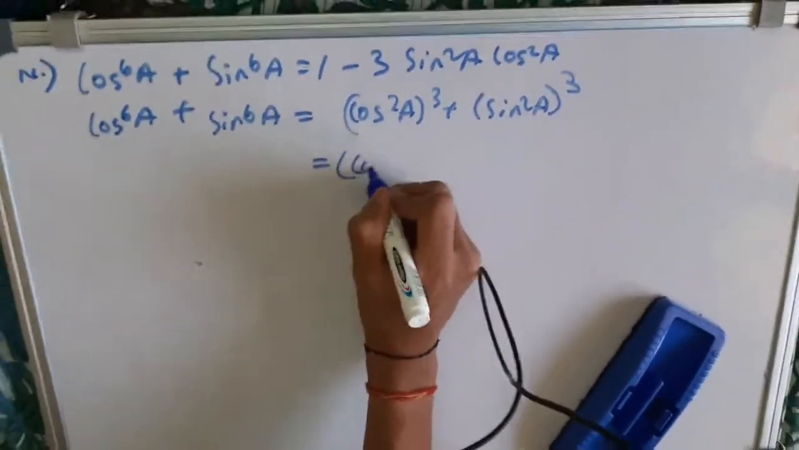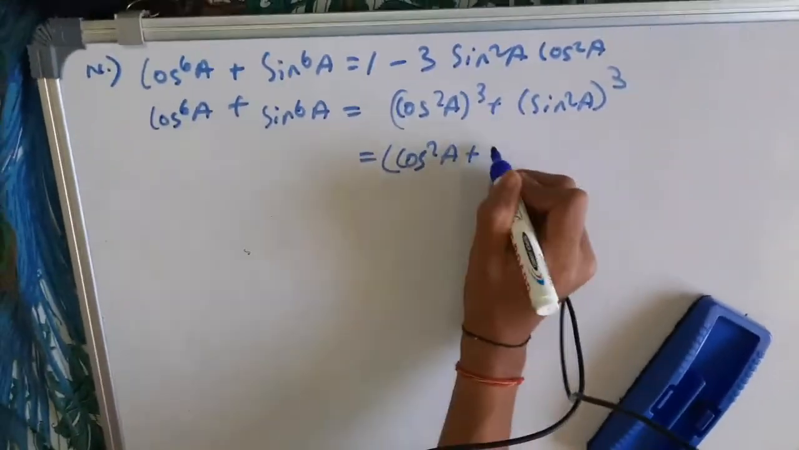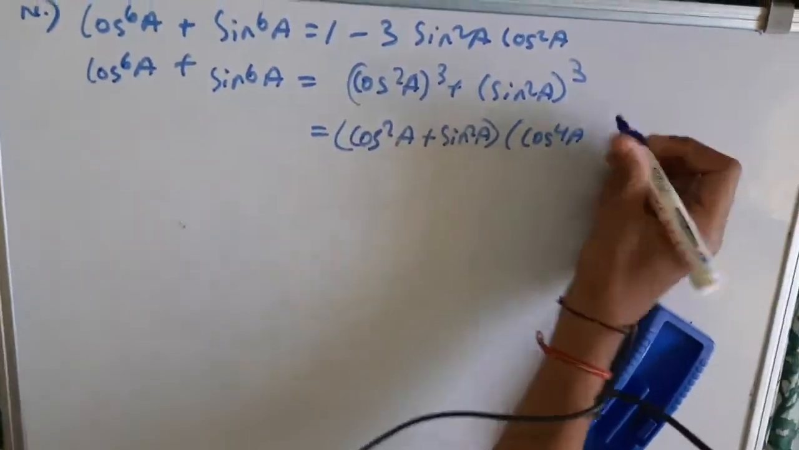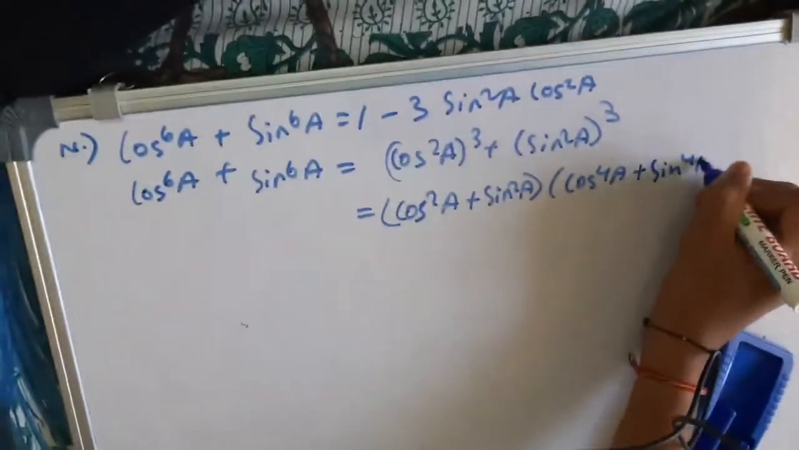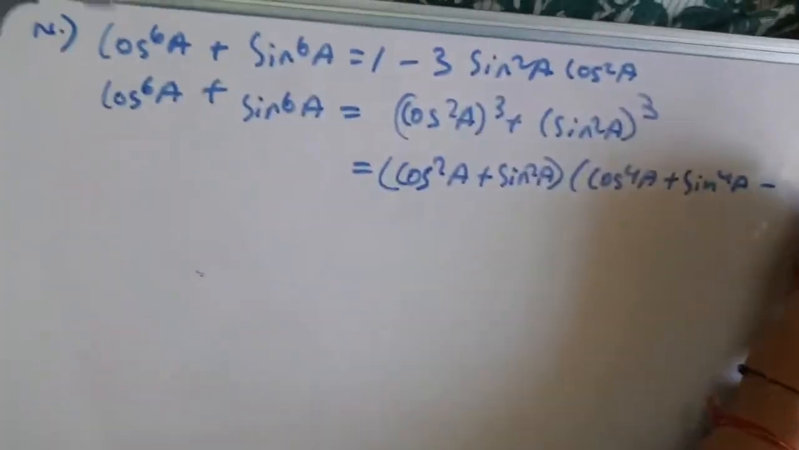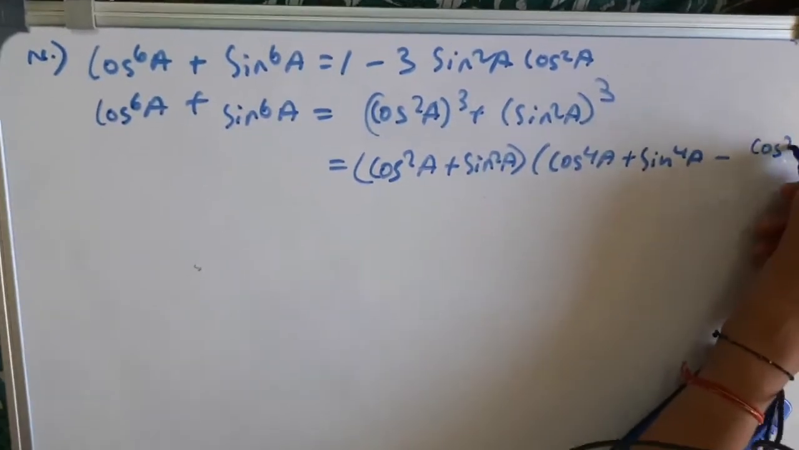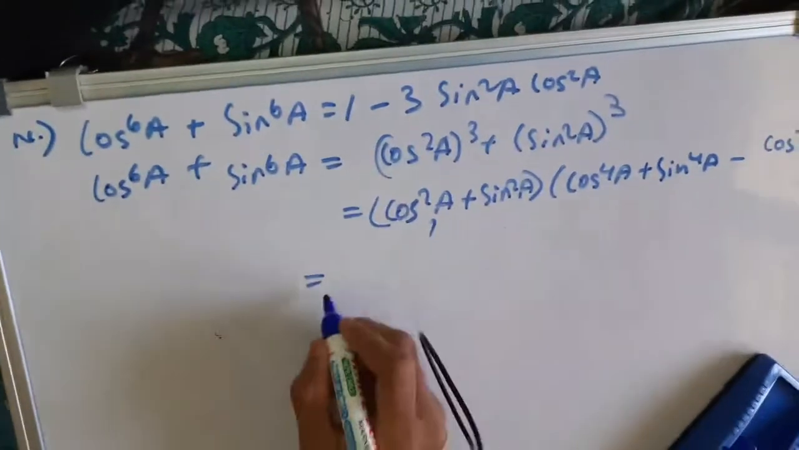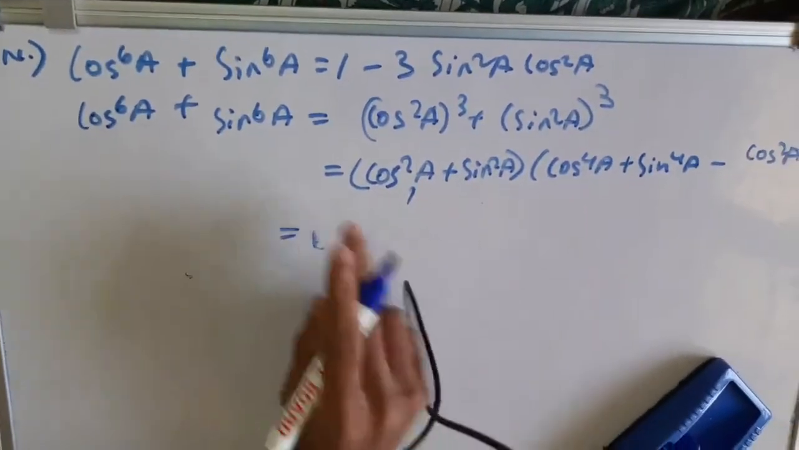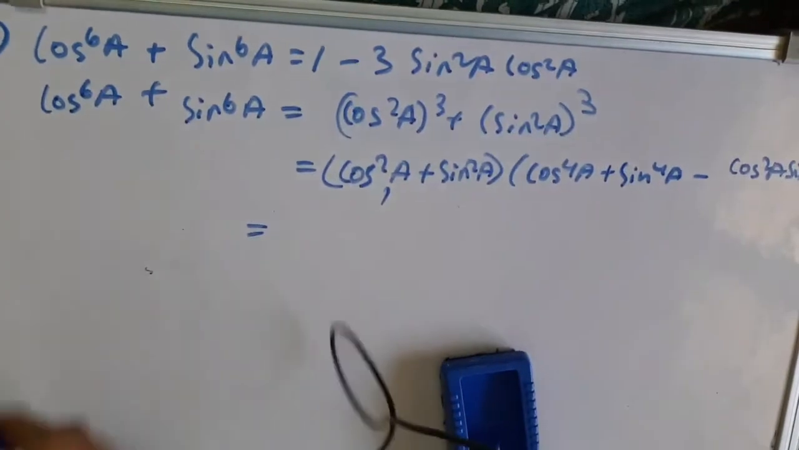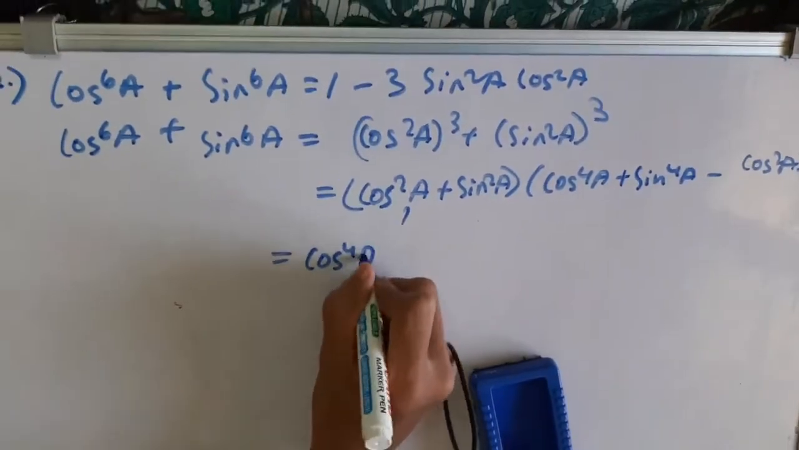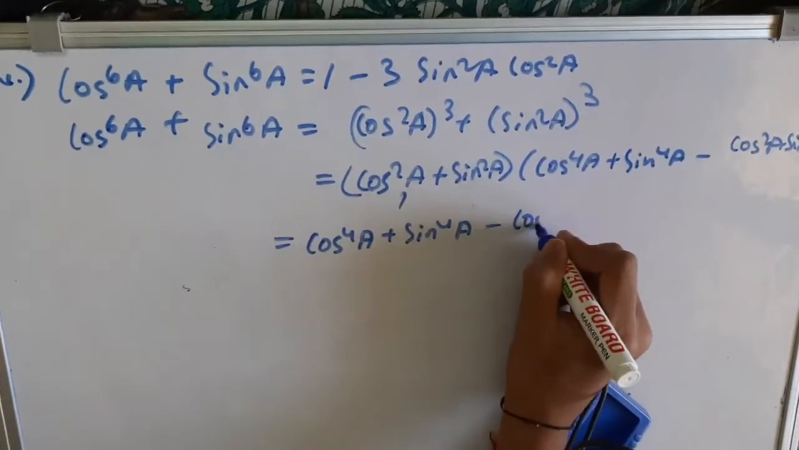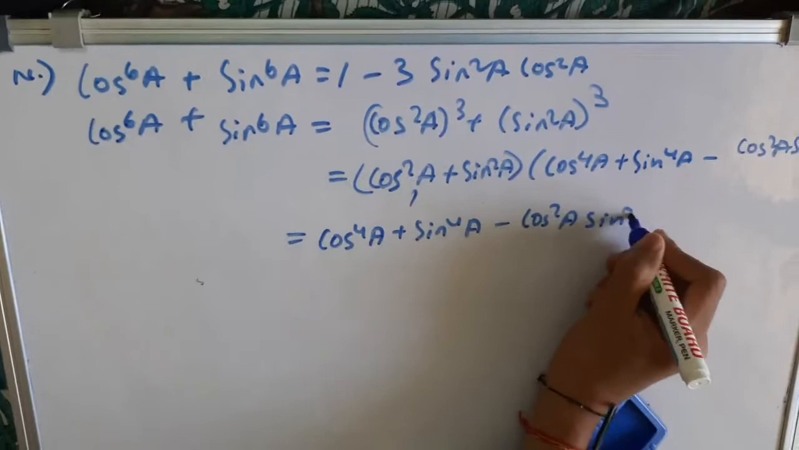(a plus b) is cos square a plus sin square a, times (a square is cos to the power 4a plus b square is sin to the power 4a, minus ab, cos square a into sin square a), minus cos square a sin square a, equals, this would become 1. So we would be left with cos to the power 4a plus sin to the power 4a minus cos square a sin square a.